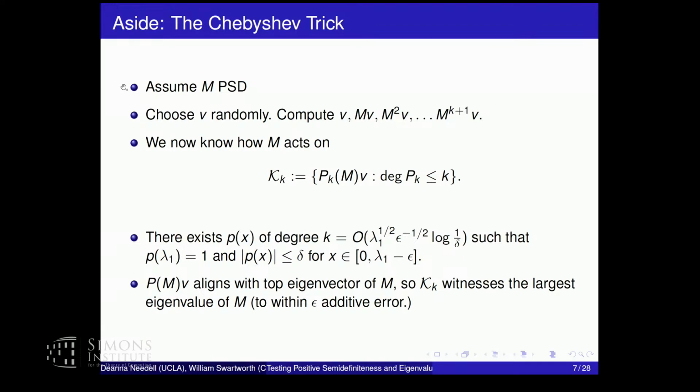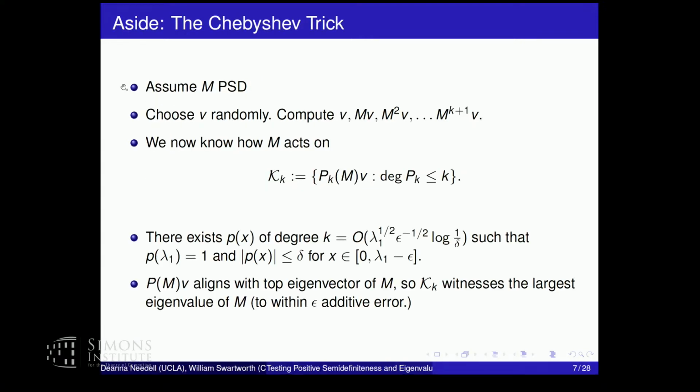So if I look at this polynomial, then applying that to the matrix M and multiplying by V is going to align very well with the top eigenvector of M. Because this P of M, as we just said, is kind of like just the outer product of the top eigenvector with itself. I take the dot product with V, and I get a vector which really looks like the top eigenvector. And so this Krylov space witnesses the largest eigenvalue of M, to within epsilon additive error, which is what we wanted.